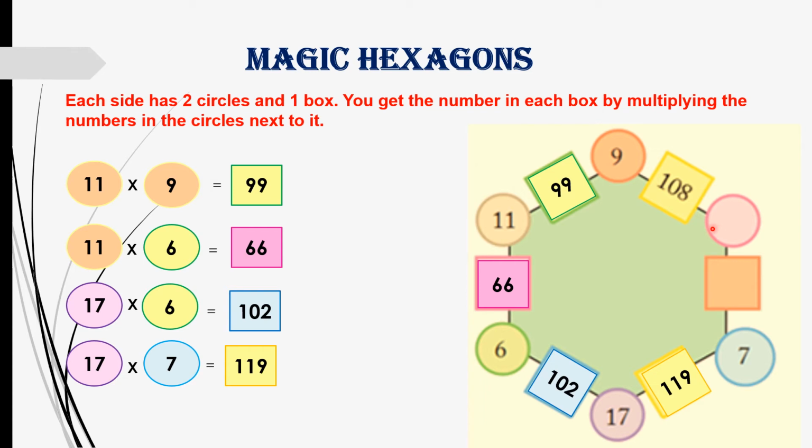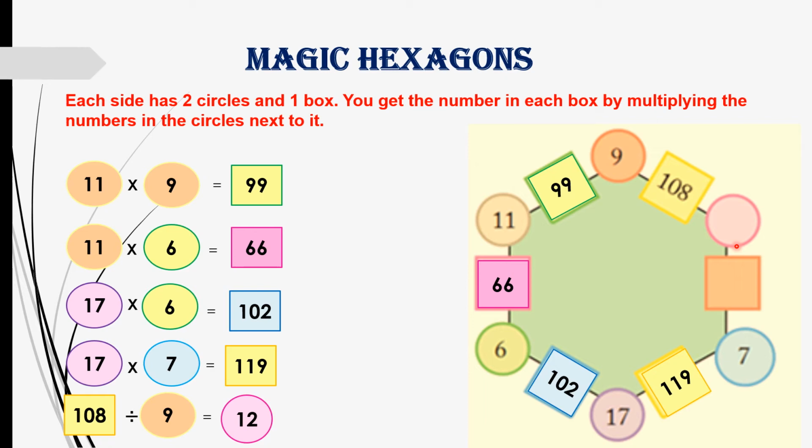So what I am going to do, as I know when I multiply the numbers in the circles, I'll get the number in the box. So I have already the number inside the box. So I'm going to divide this number by 9 to get the other number which should be in the pink circle. Okay. So I'm going to divide 108 by 9 so that I'll get the answer. And my answer is 12.